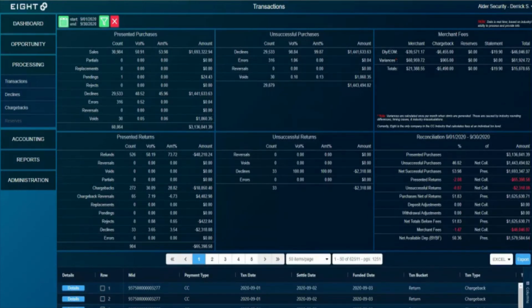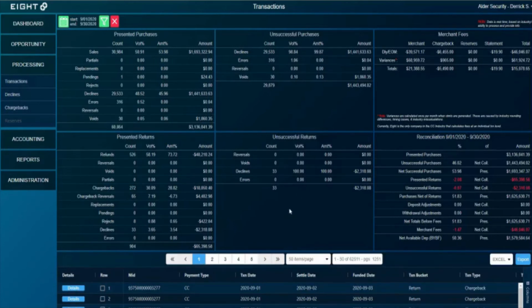In their presented returns, they had 904, most of those being refunds, and a heavy chargeback. These guys have a ton of chargebacks. These guys did more chargebacks in 1 month than our entire portfolio combined for the past 2 years. So these guys have a problem. We're trying to help them address it. That is an ugly stat.